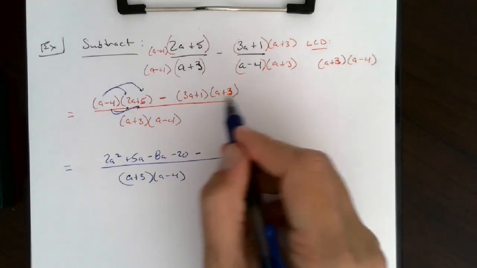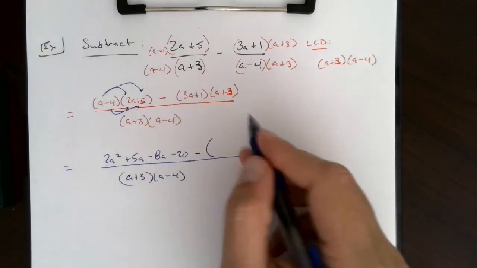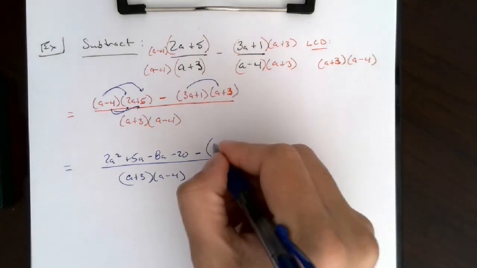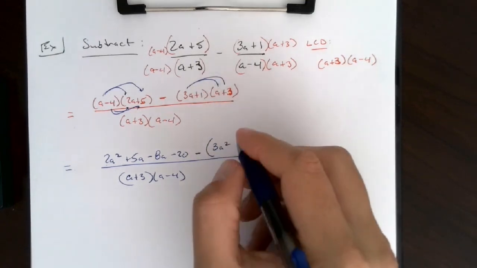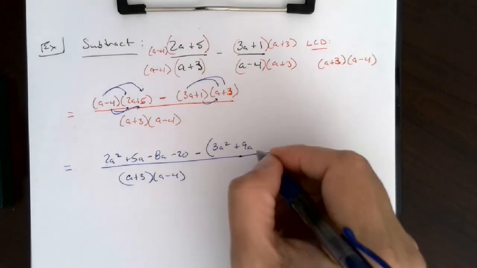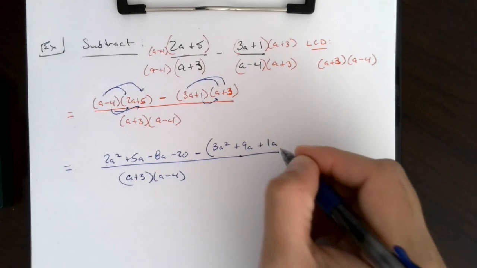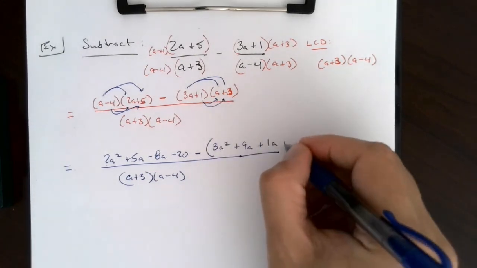Now when you FOIL this part, you have to put it all in parentheses because the minus sign is going to belong to all the terms that come after it. So FOILing here, I get 3a times a would give me 3a squared. 3a times a positive 3 will give me a plus 9a. 1 times a here gives me plus 1a, and I'll just write it so you see the 1. You don't necessarily need the 1. 1 times 3 gives me plus 3.